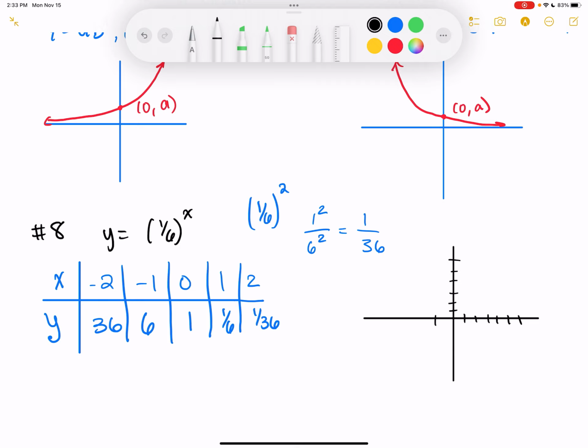Why is that 2? We just go from -2 to 2. It's 1/6 squared, so it's 1 squared over 6 squared. So at -1, we're at 6. At 0, we're at 1. At 1, we're at 1/6. At 2, we're at 1/36. So this one comes down like that.